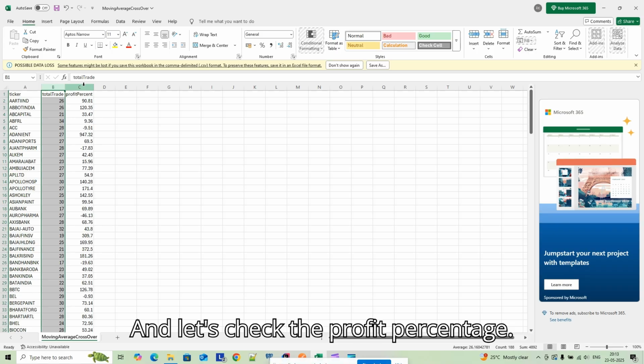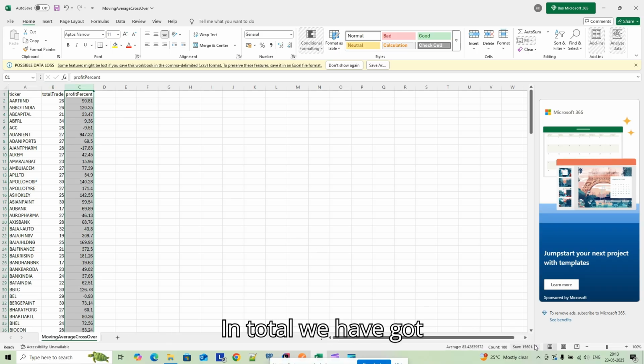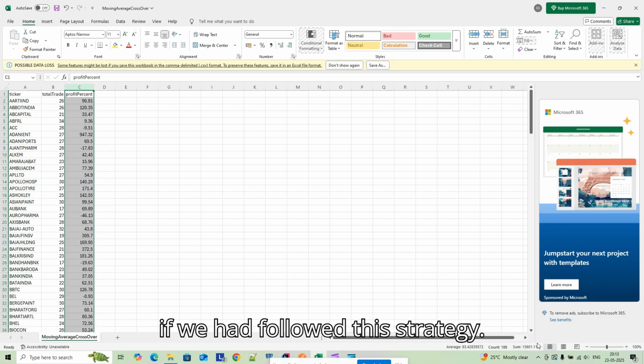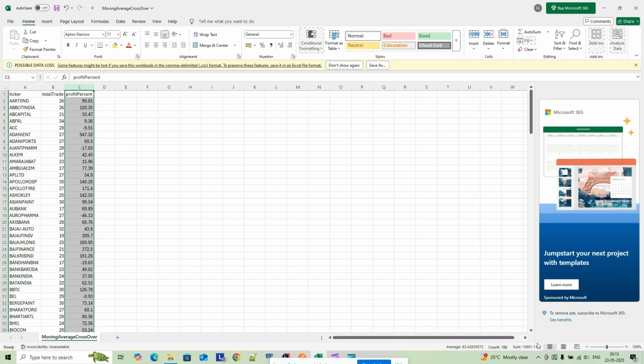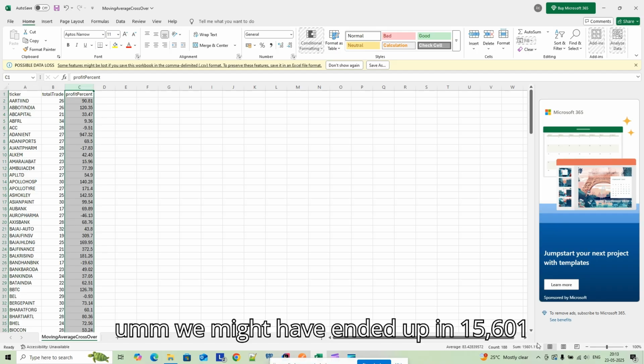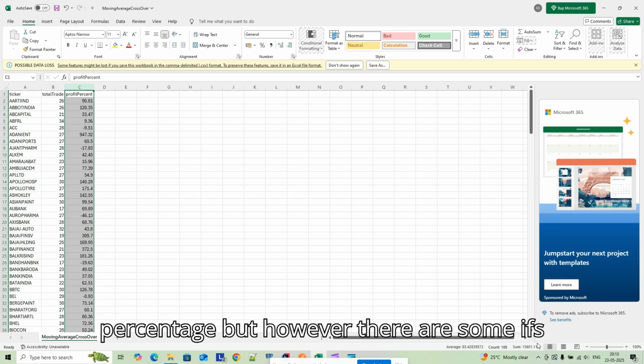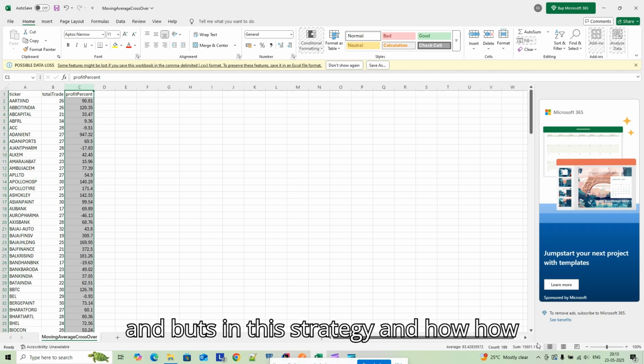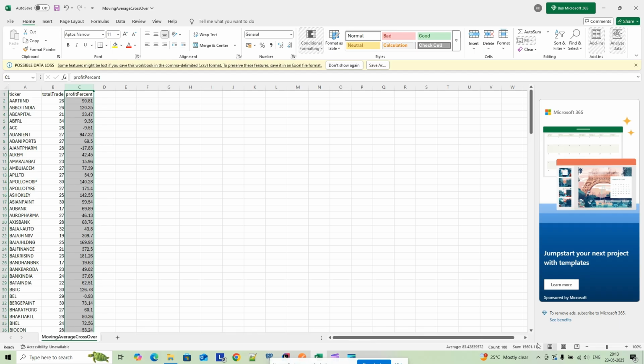And let's check the profit percentage. In total, we have got somewhere around 15,601 percentage. This is from 2015 to 2023, I guess. If we had followed this strategy, we might have ended up with 15,601 percentage. But however, there are some ifs and buts in this strategy, and what would have happened.